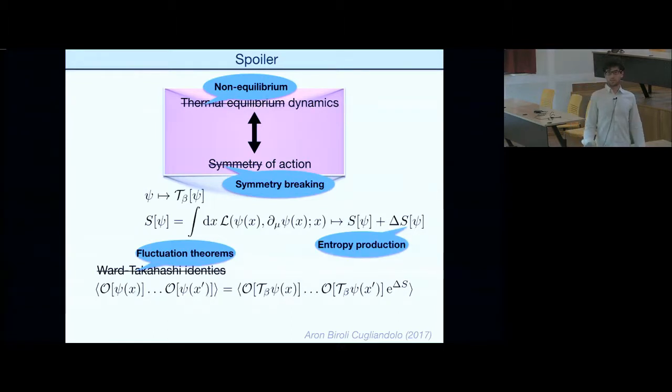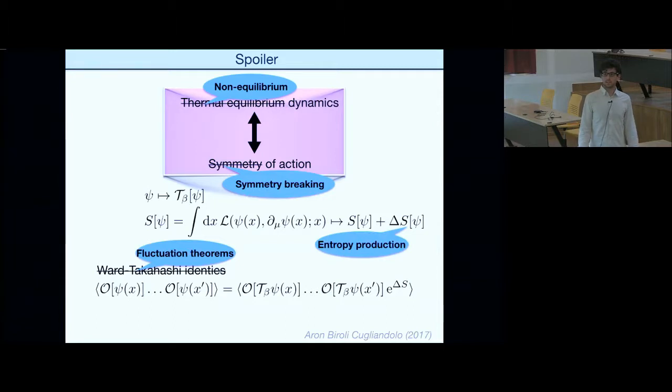And if you look at how the action is going to vary under this field transformation I talked to you about, and I'm going to enter more details later, it's not invariant anymore, but it has some new term that is being generated by this transformation. It's a symmetry breaking term, and I'm going to make the point that this new term can be interpreted as entropy production. So quantum entropy production defined at the level of a single quantum trajectory. I will tell you more later.